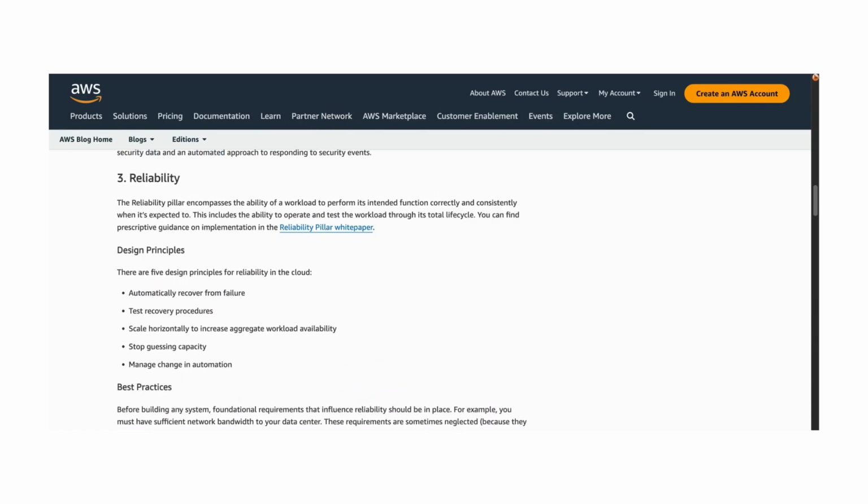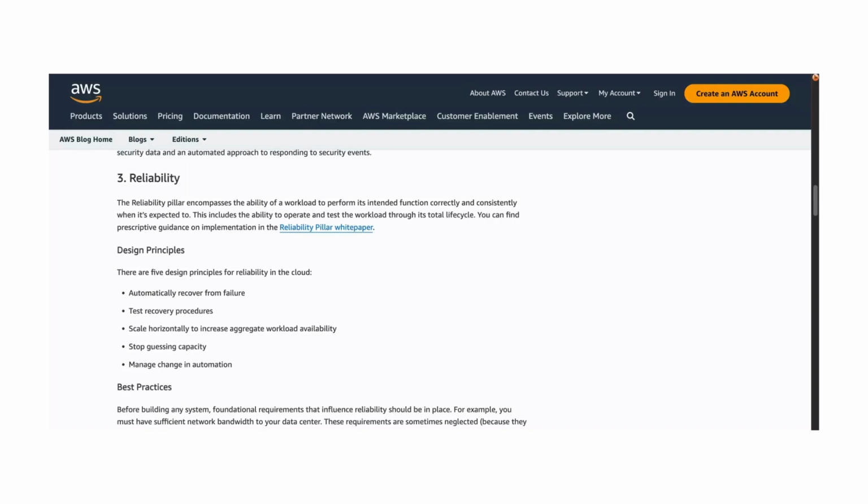And the third pillar is reliability. It ensures that our workloads perform their intended function consistently and that they can recover from disruptions. And to achieve that, let's look at the design principles we should rely on. And the first one is automatically recover from failure. So let's use Amazon RDS Multi-AZ deployments. So we deploy in multiple availability zones in order to achieve automatic failover of the database instances.